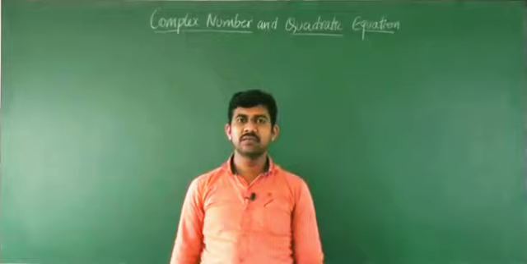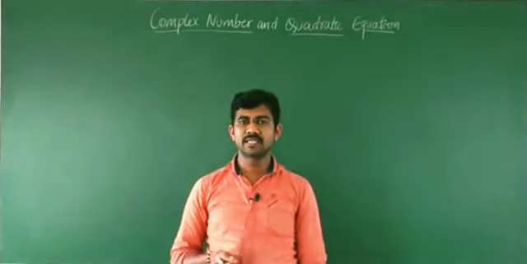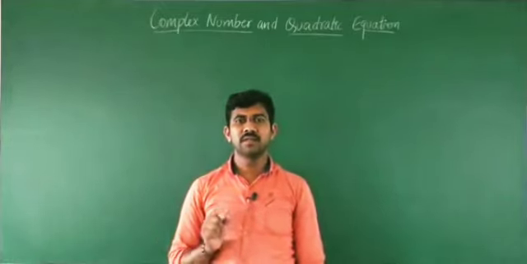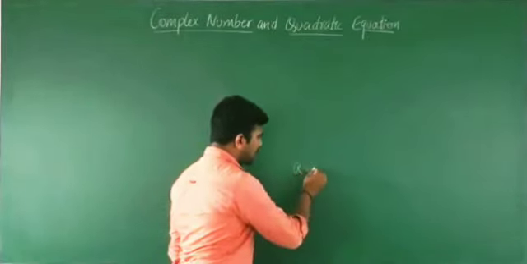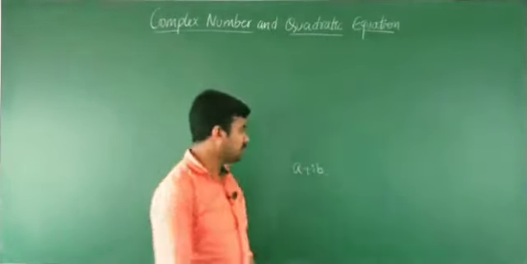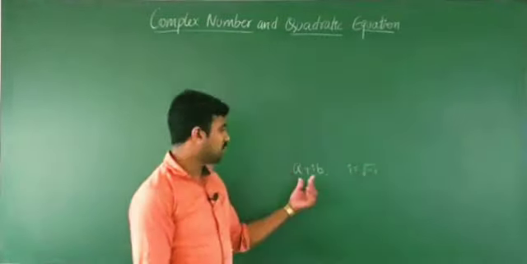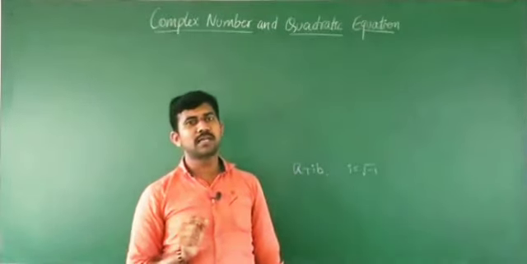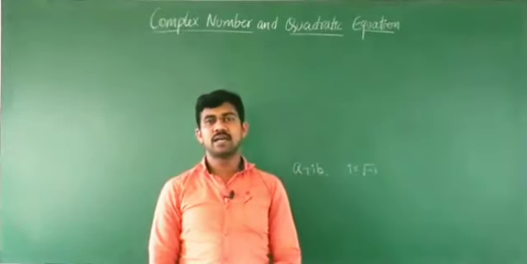In the previous session we started a new lesson, complex number and quadratic equation, and there we discussed how to write the general form of a complex number. The number of the form a plus ib, where a and b are real numbers and i is equal to square root of minus 1, is called a complex number. And the set of all complex numbers can be denoted by capital letter C. It contains all the numbers of the form a plus ib.